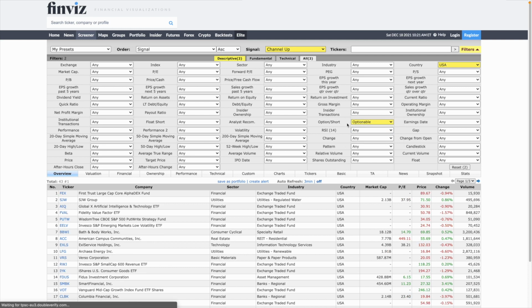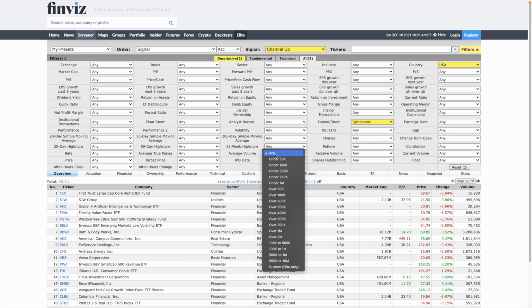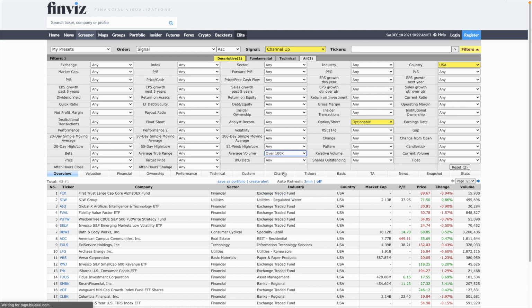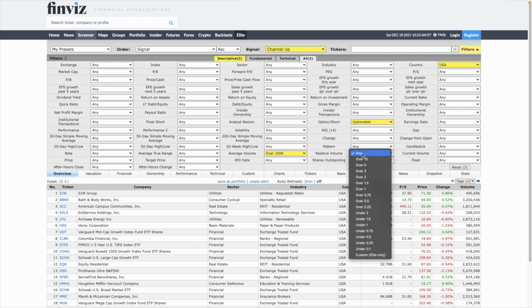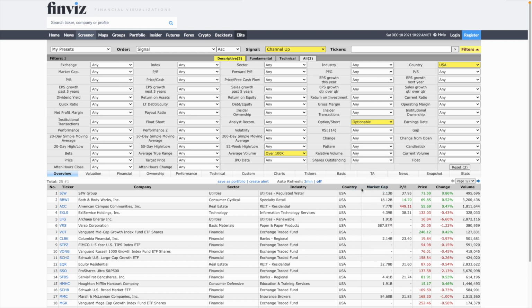This step depends on you. If you do not trade options, do not select it. Then I want an average volume of over 100,000, because more volume is better for trades, so you can quickly buy and sell them with lower spreads. Then I select relative volume over 1. I select this because I need recent volume action in the stock.